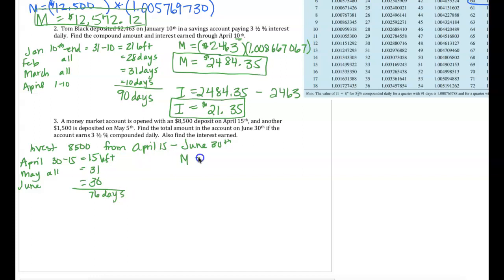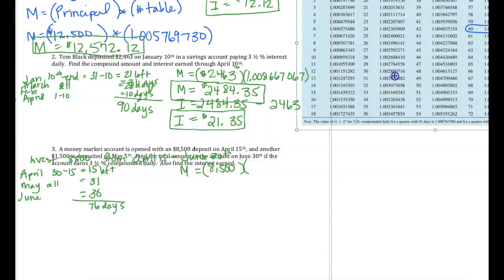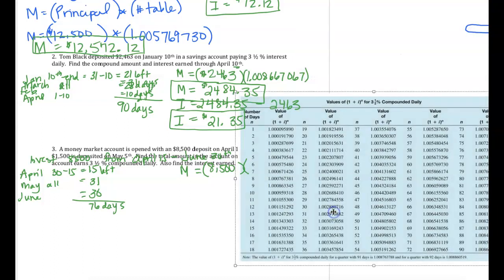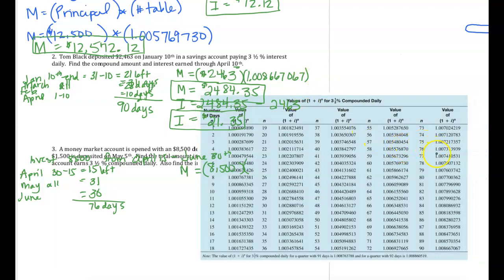So to find the maturity value in this section, we're going to take the $8,500 deposited times the number from the table. And remember, the number from the table, we need 76 days. Let me grab that table and bring it over here so it's a little bit closer. For 76 days, I end up with the decimal 1.007313939.